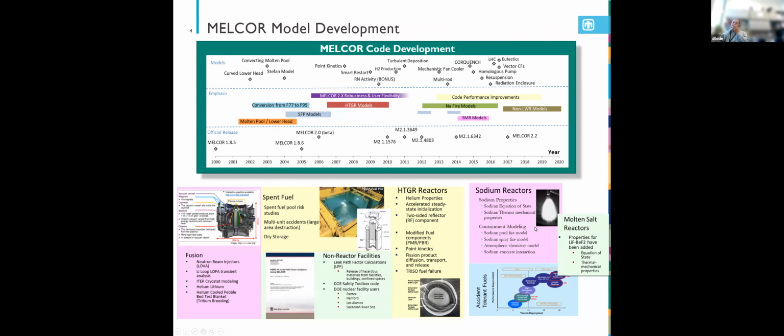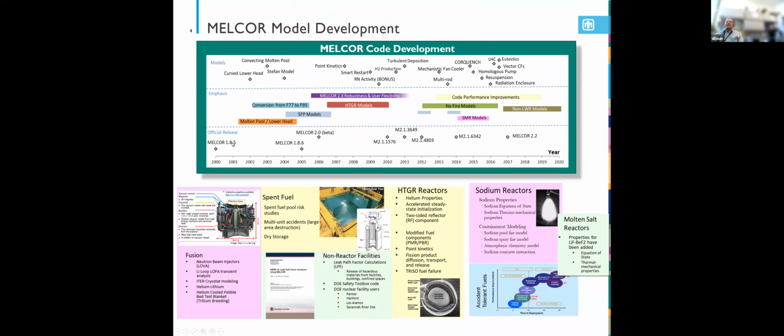Here, showing you the development cycle in the last 20 years, two decades, from 2000 to 2020. 1.8.5, but there are early versions of 1.8.2 and 1.1.8, which started in the 80s. Just showing here the last two decades.